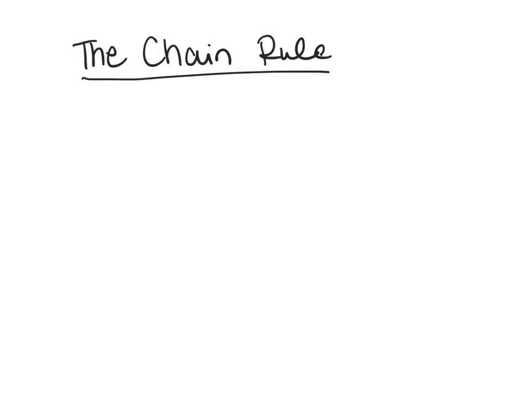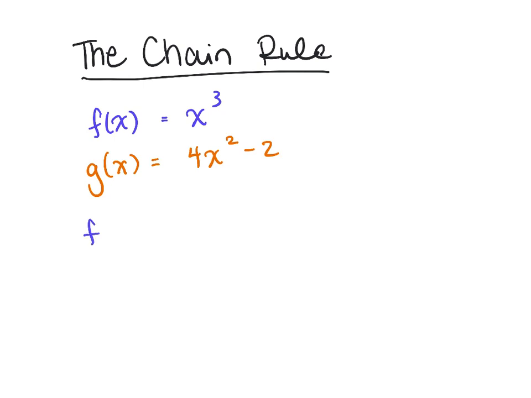Okay, this video is going to be for the chain rule. The chain rule is when you have two functions, like x cubed and g of x is going to be 4x squared minus 2. And one of them is inside the other function, so they're composed functions. So if you had f of g of x, that would be the function 4x squared minus 2 cubed.